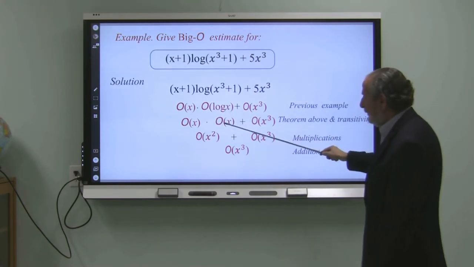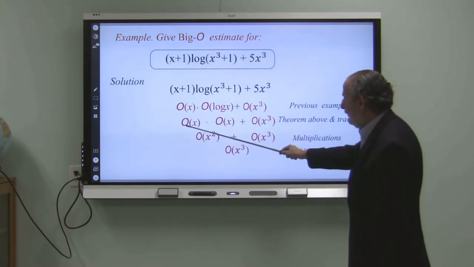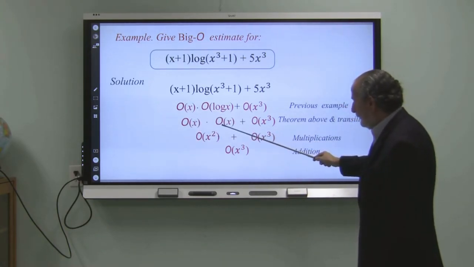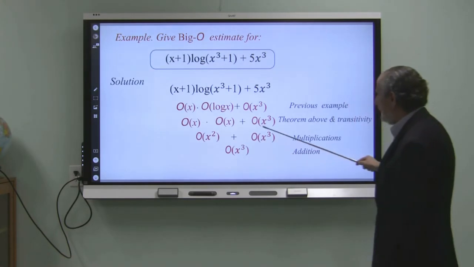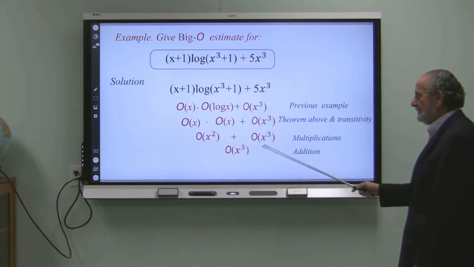Log x is big O x. So transitivity, okay? And then you have O(x), and O(x) here, that's O(x squared), and then you have O(x cubed). You are adding now, the maximum is x cubed.